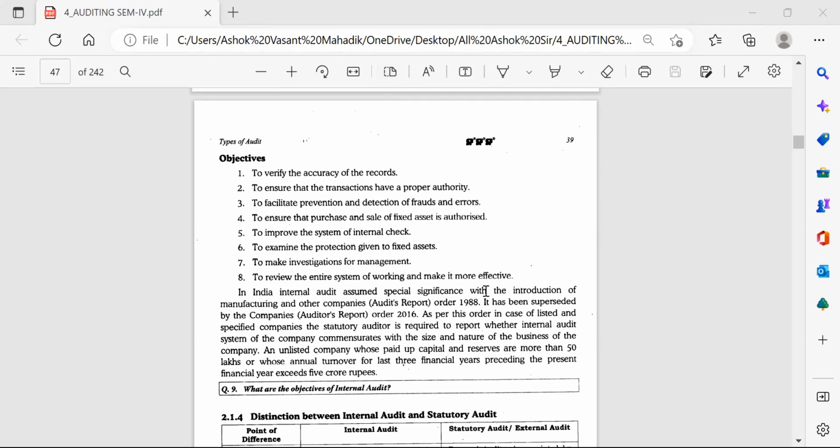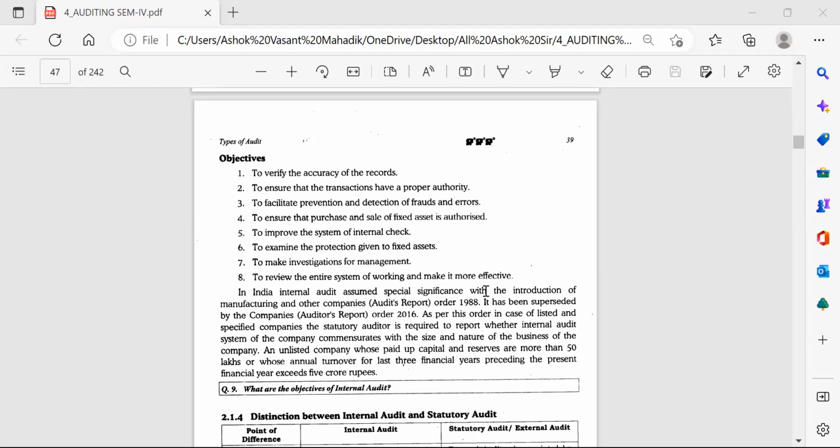So that was internal check. The internal auditor will make sure that the internal check is in existence and it is working. Next, the objective of internal audit is to examine the protection given to fixed assets. Even safeguarding your assets is very important. As a management, we have to make sure that all the properties are safeguarded. Even our management has employed staff at the gate, and at every floor peons are there to make sure that the assets are safeguarded. So even the internal auditor will investigate this.